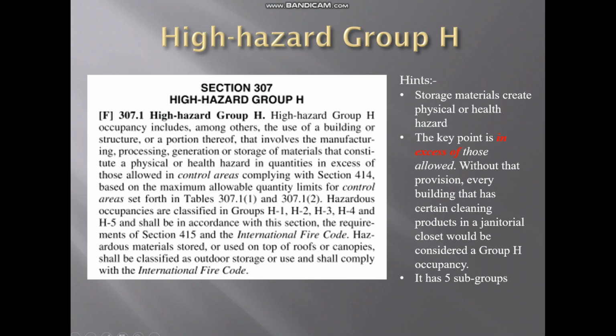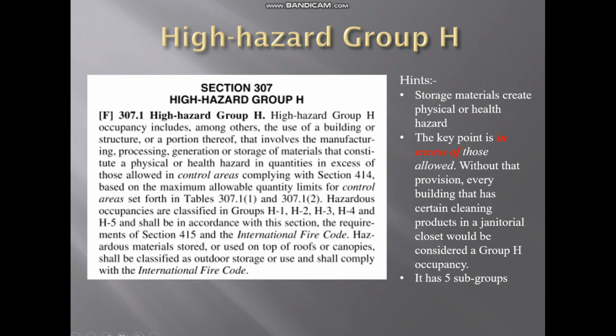So in the high hazard group, the stored material creates a physical or health hazard. The high hazard group includes parts of the building that involve the manufacturing, processing, generation or storage of material that mainly creates a physical or health hazard, in excess of those allowed. That means in a building, you have to note this point. The key point is: in excess of those allowed.